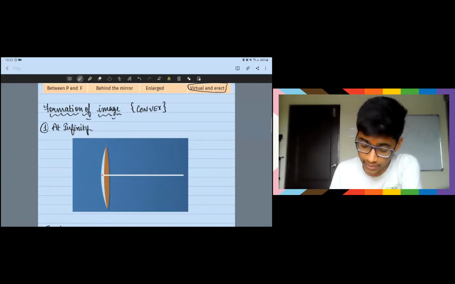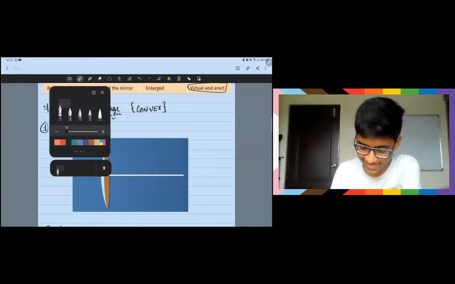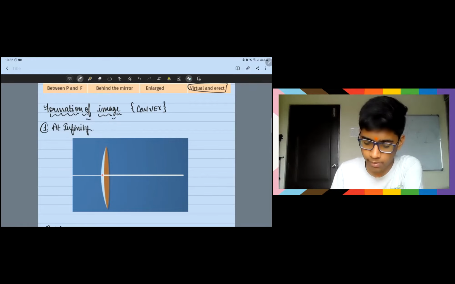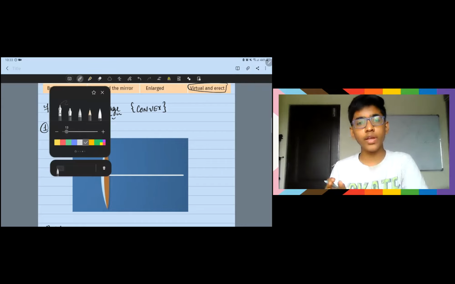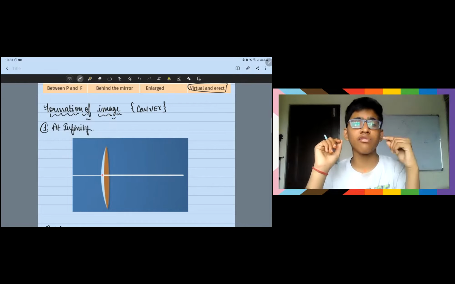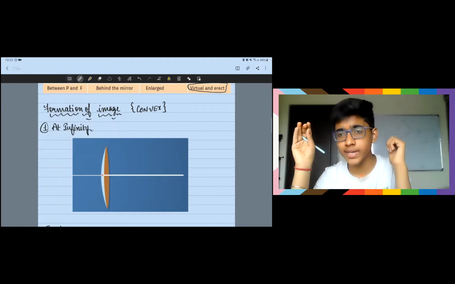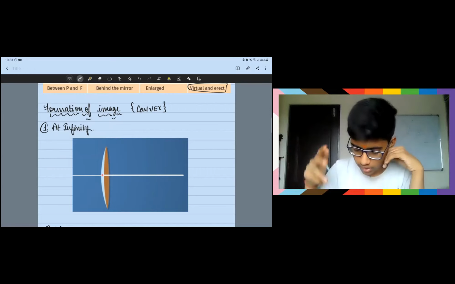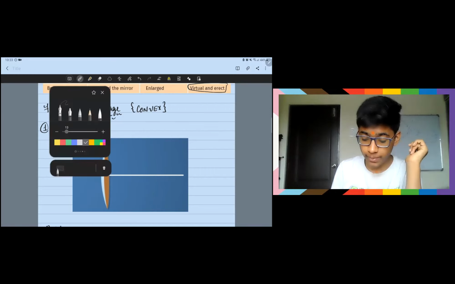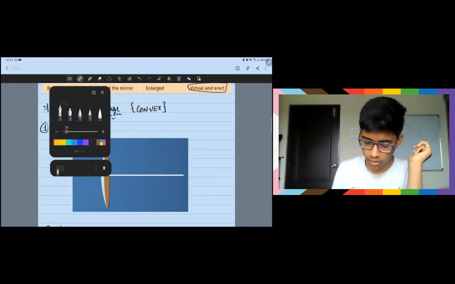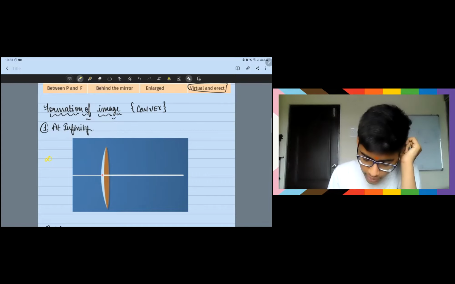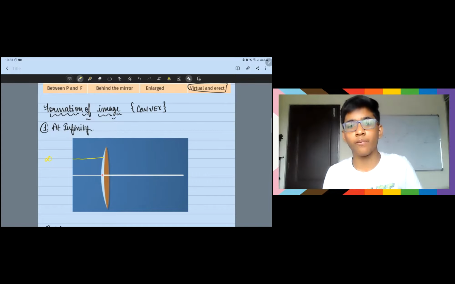I think that you all know how to draw ray diagrams, the rules for drawing ray diagrams. First of all, you are going to have a principal axis. In a convex mirror, there are only two cases: if the object is at infinity, or if the object is between pole and infinity. If the object is at infinity, how are the rays? The rays are parallel to the principal axis. Very important, I have said it many times.